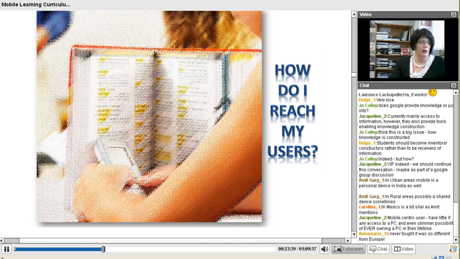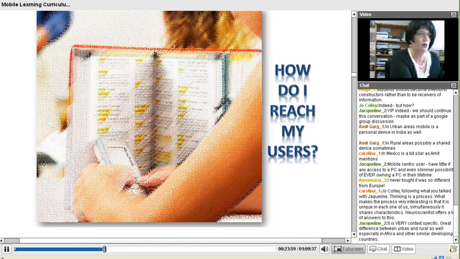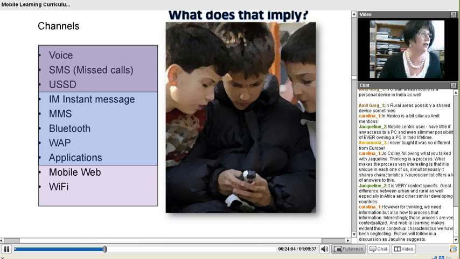Okay. So when you consider who your user is, the next question that you should ask yourself is, how can I actually reach them? Now, this is where you have to make some serious choices, and this is where the cost comes in. If it's an informal service, then you're providing content on technology that's already owned. If you are going to roll out technology, it becomes a very, very expensive thing. So let's have a look at the different channels.